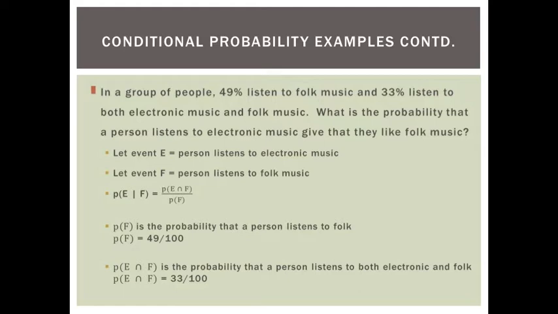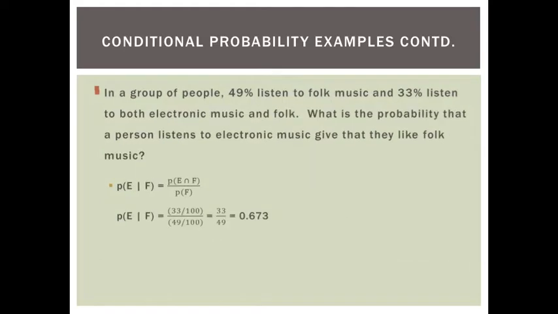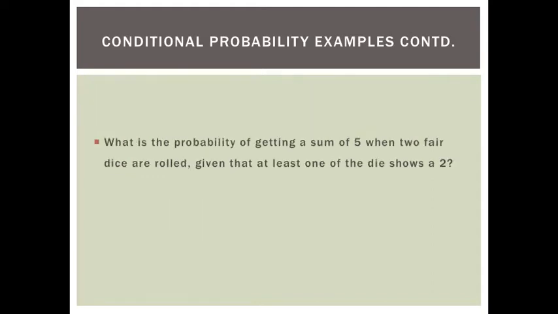So the conditional probability is going to be the intersection of E and F over P of F. P of F is the probability that a person listens to folk, which is 49 over 100. The intersection of both events is the probability that a person listens to both electronic and folk. Therefore, the intersection is 33 over 100. Plugging that back into the equation, 33 over 100 all over 49 over 100 gives you 33 over 49, which is 0.673.